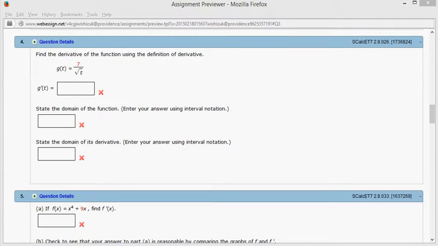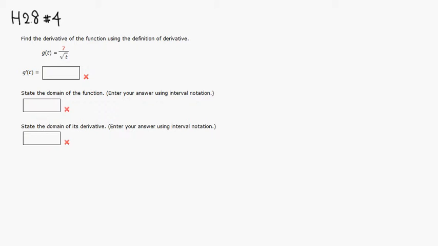Alright, let's look at homework 2.8, problem number 4. Let's find the derivative using the definition. Here we want to find the derivative g prime of t, which is going to be the limit as h approaches 0.